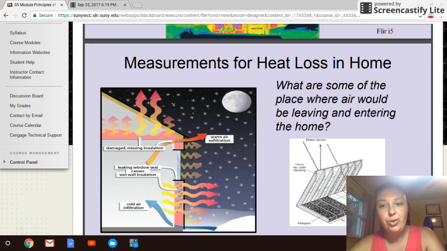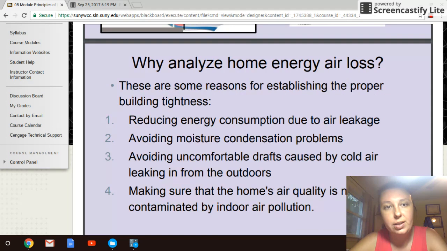So, measurements for home heating loss: obviously there are places where you're going to have a lot of loss, and this is the same image as the black and white, just showing you this variation in home heating loss.